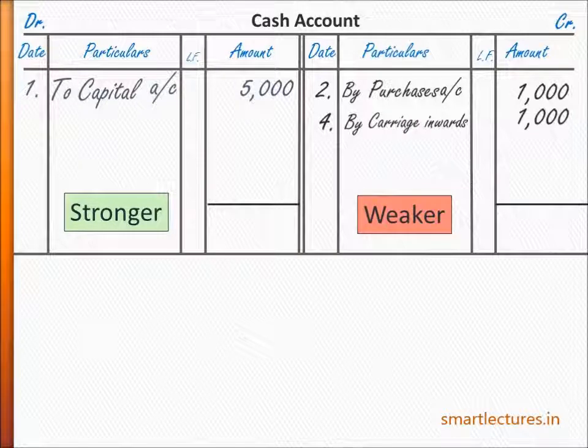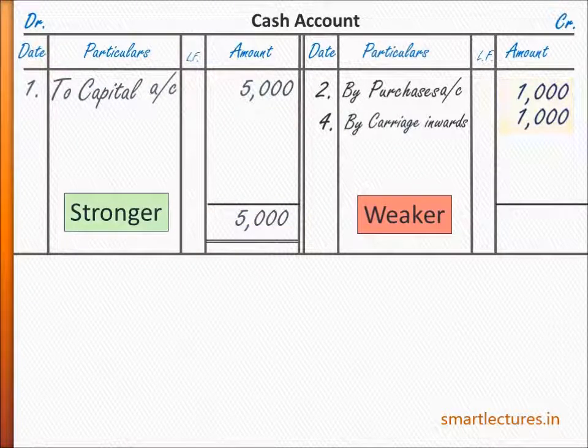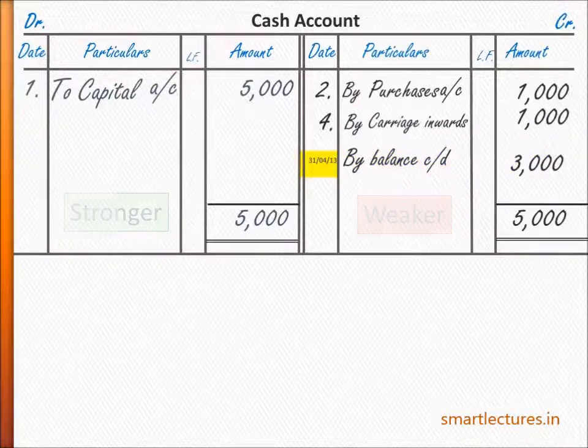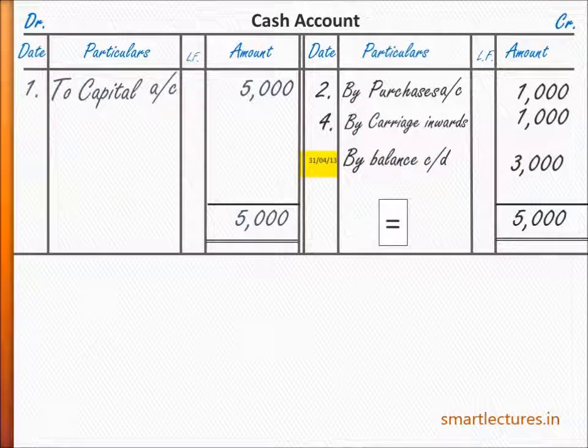So let's have a look at the cash account. On the debit side, the total is 5,000, but on the credit side, the total is only rupees 2,000. So on 31st March 2013, by balance c/d rupees 3,000. Now the total on both sides is rupees 5,000. Be careful, the closing balances are always calculated only on the day of closing. So I'm going to assume that today it's the closing and the date is 31st March 2013.